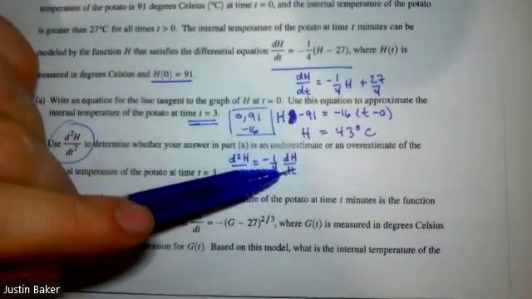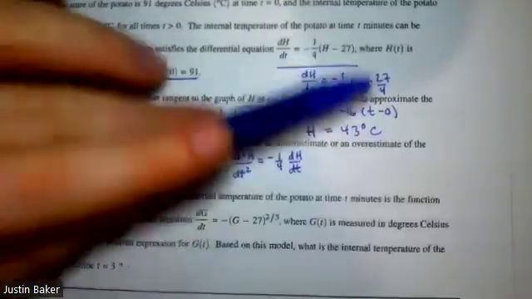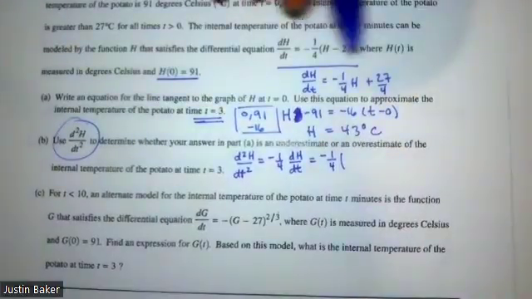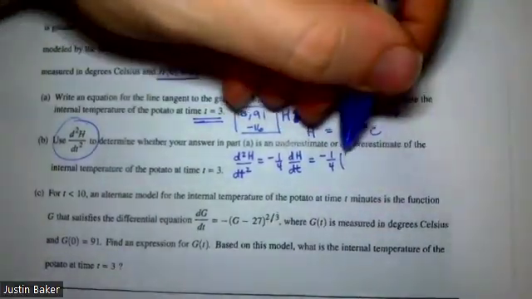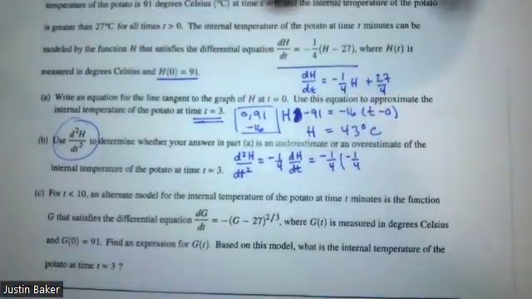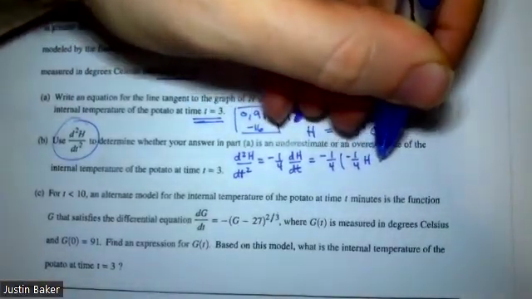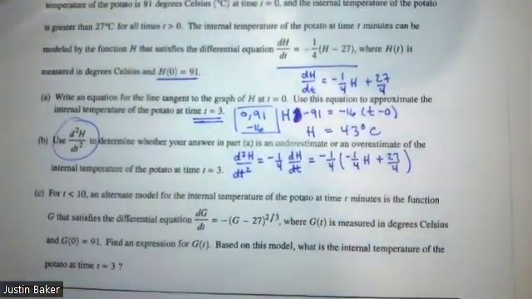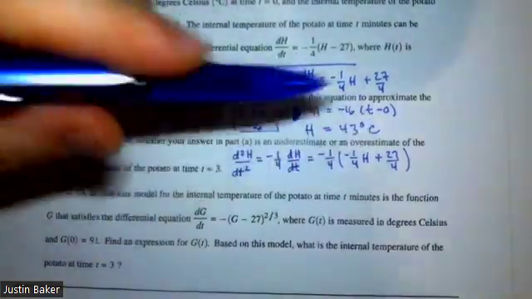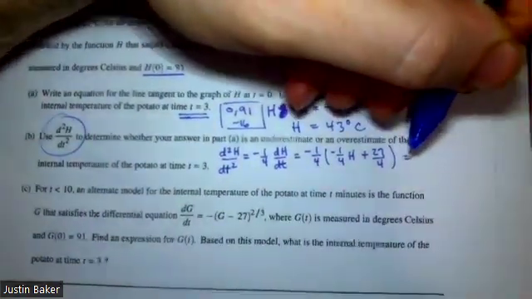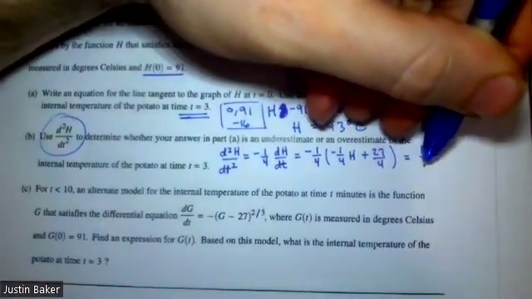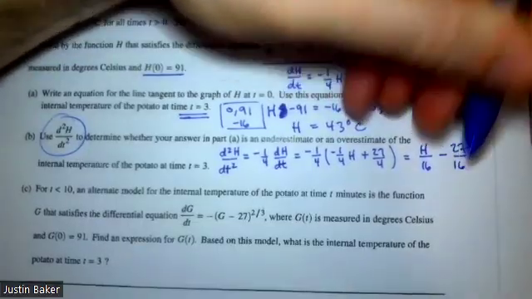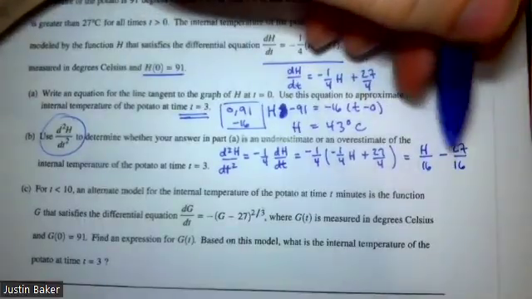Now, we know that dH/dt is this expression right here. So this is going to be -1/4 times dH/dt, which is -1/4 H plus 27 over 4. Then we can do a little bit of distributing, and this would work itself out to H over 16 minus 27 over 16. So this is what we're going with for a second derivative.